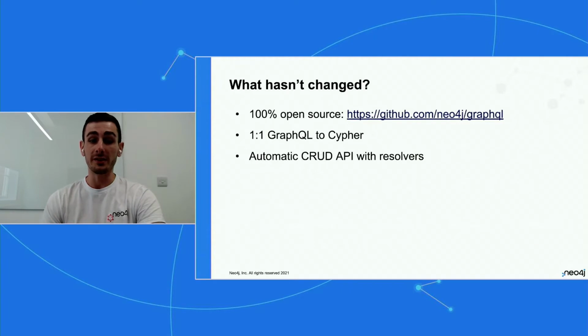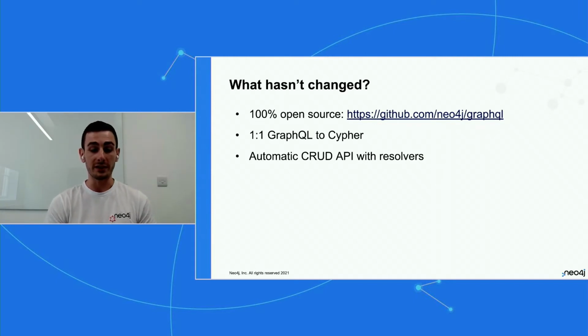What hasn't changed, though, is that we're still 100% open source. You can see everything we're doing on GitHub. We accept contributions from the community. We welcome bug reports, feature requests, the works, and that's all out there for anybody to see. We still do an exact one-to-one mapping of GraphQL to Cypher. So a single GraphQL query produces a single Cypher query, which ensures excellent performance whilst working with a Neo4j database. And you're still getting that great automatic CRUD API with resolvers automatically done for you.